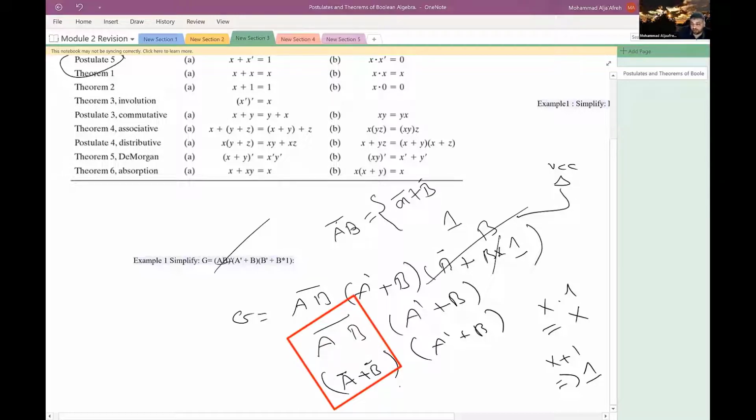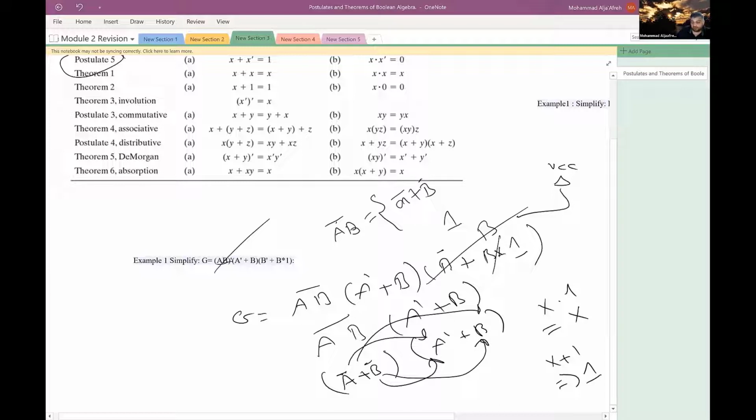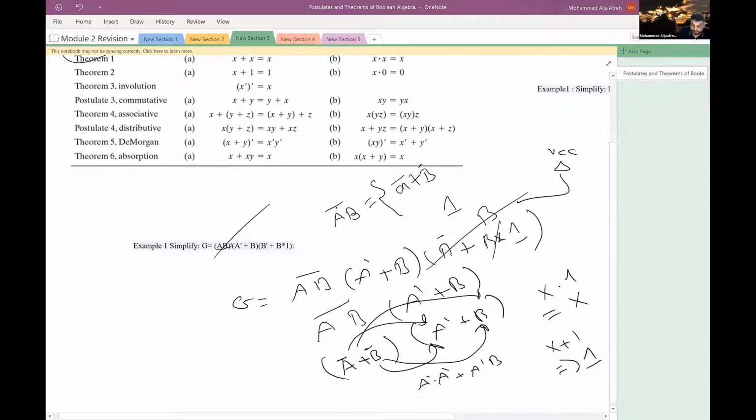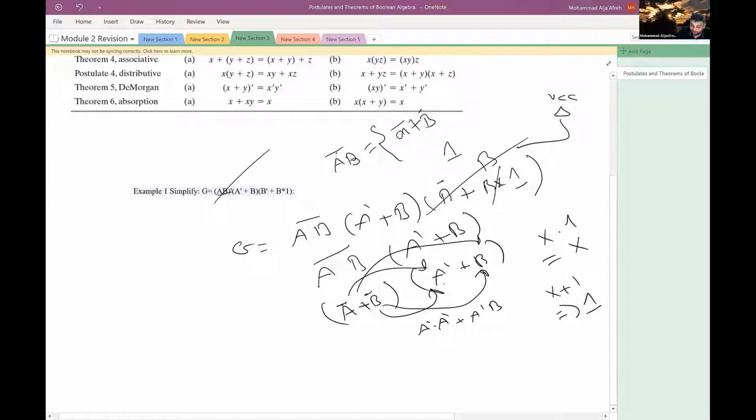Now, what I'm going to do is use the distributive law to multiply A with this here and with the other variable here, and B will be multiplied here. B prime will be multiplied with B. So when I multiply A prime with itself, that is equal to A prime. Then when I multiply A prime with B, this will give me A prime B. Now B prime with A prime, this will give me A prime B.